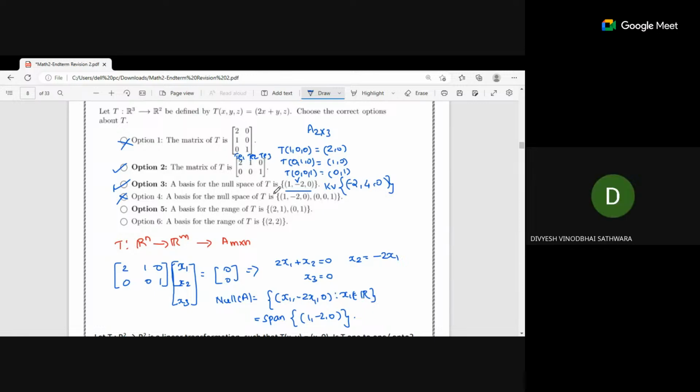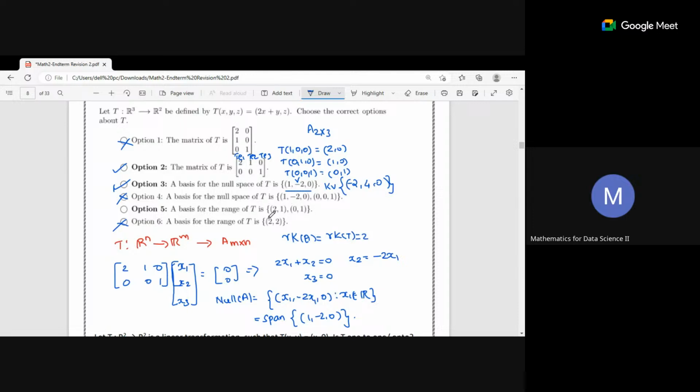Just by looking at the matrix, you can say that the rank of T is 2. The rank of A is equal to the rank of T, which is 2. So if the rank of T is 2, then the basis of the range should have 2 elements. So this option is incorrect, but we have to verify whether this option is correct.